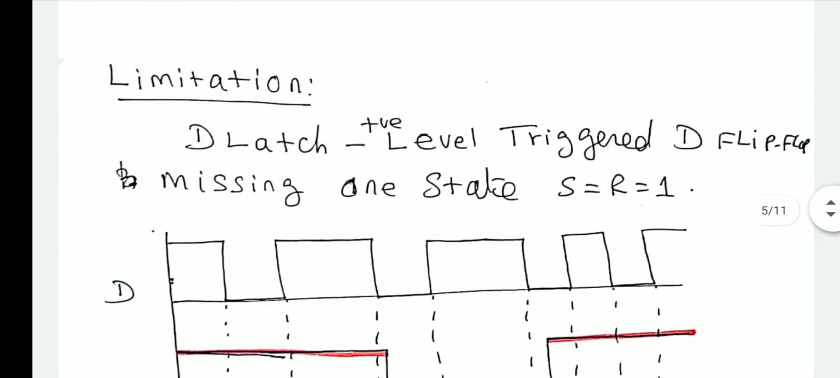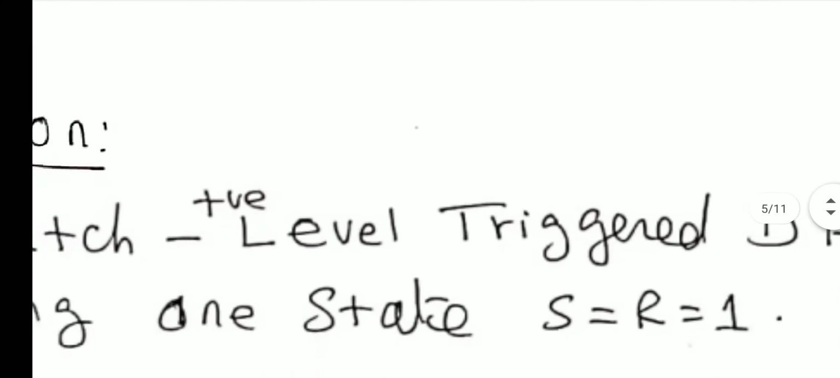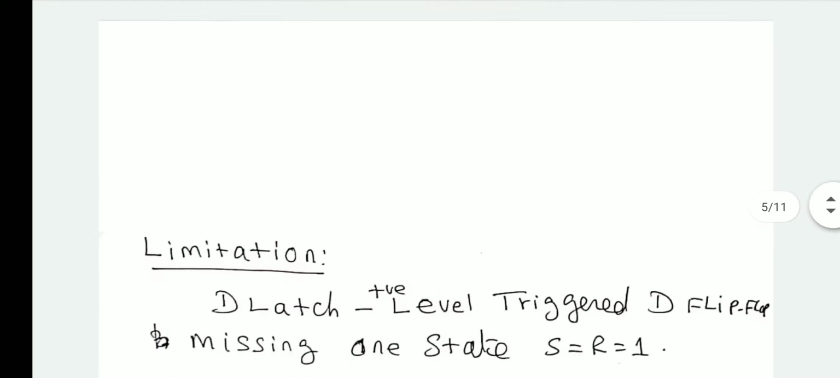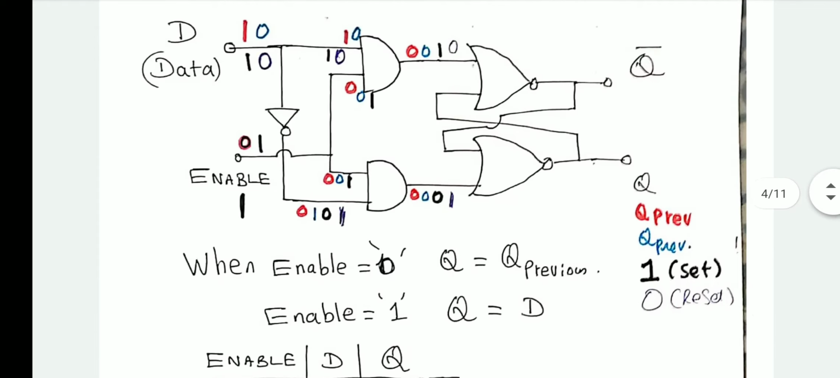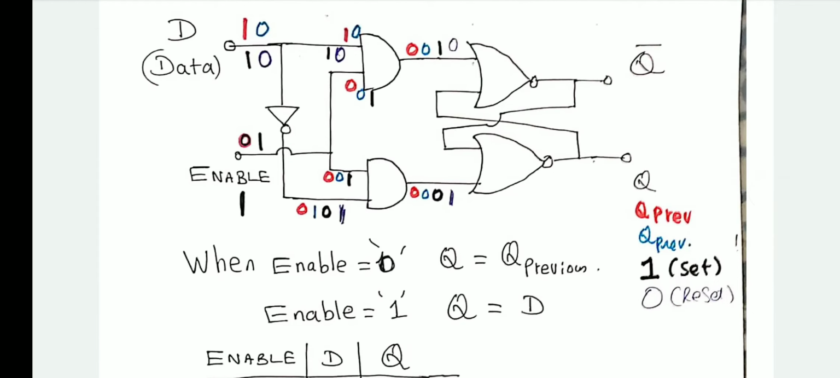Now we know the limitation of this circuit. The disadvantage of this circuit is that only when enable is 1, Q follows the D. When enable is 0, Q maintains the previous value, right? So when enable is 1, Q follows D. That is, when D is 1, Q is 1, when D is 0, Q is 0. But when enable is 0, Q maintains the previous value.